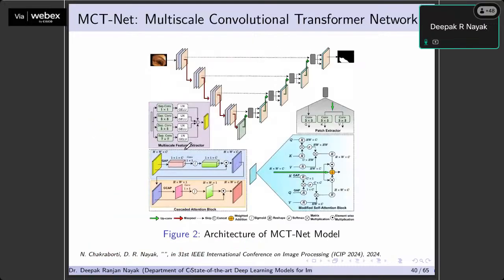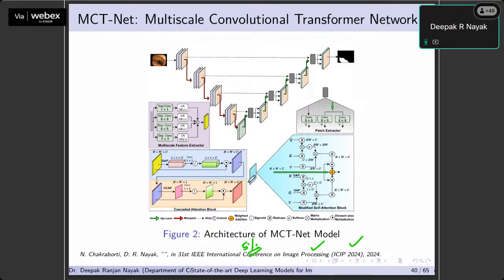In this direction, we have worked a lot and we have designed several architectures. One of the architectures which we have designed is called the multi-scale convolutional transformer network, with one of my master students, Niladri. This paper was published in the 31st International Conference on Image Processing, a very reputed conference in the field of image processing. It was also highlighted as a top 5% paper across all the accepted papers in this conference. So what was the concept in our architecture?